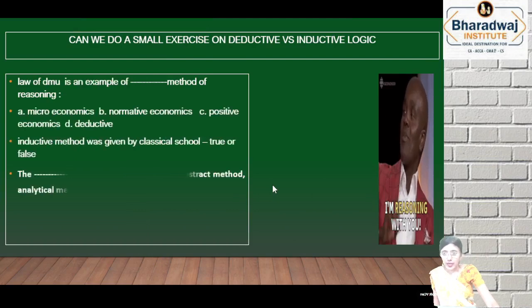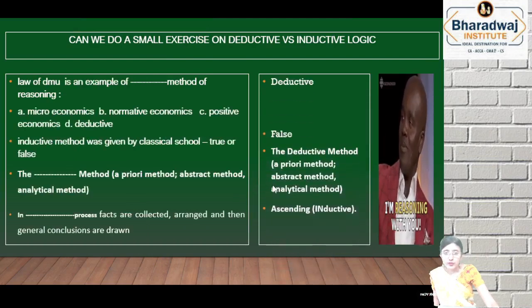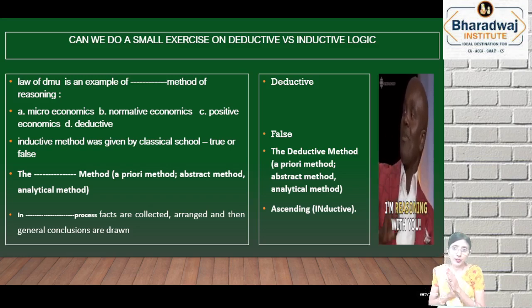What happened? I'll help you. Where is the doubt now? He wrote correct, but I thought it was wrong again. Okay. So inductive is ascending. Deductive is what? Descending. Okay.